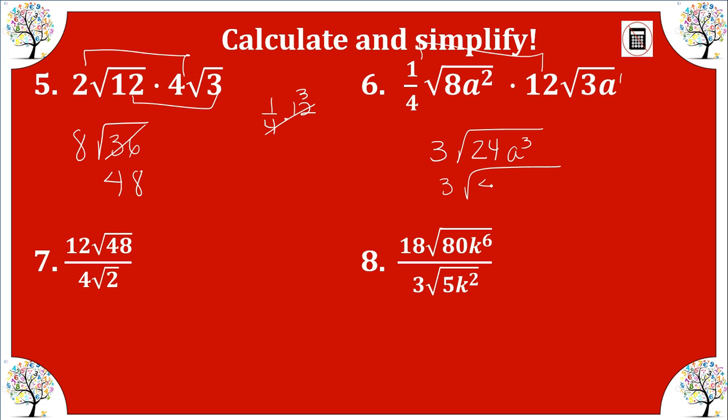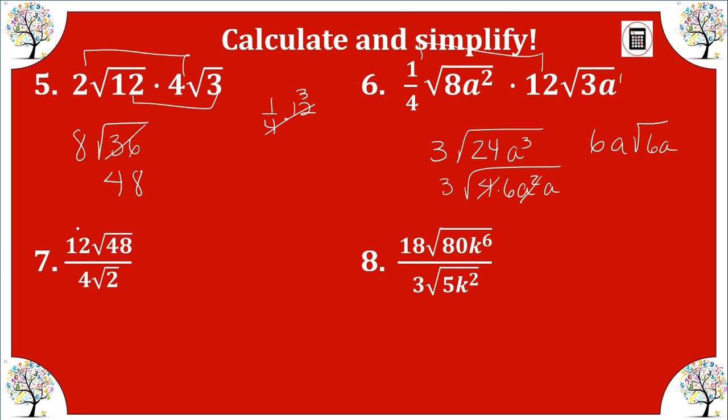We can break down 24 into 4 times 6, a squared times a. The square root of 4 is 2. 2 times 3 is 6. The square root of a squared is a, leaving me with 6a radical 6.